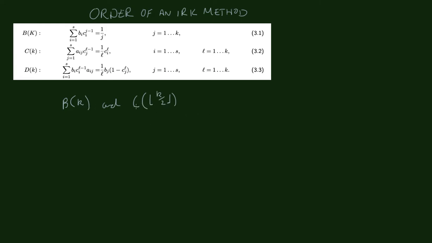So if C, this order condition, is satisfied up to half k rounded down, and the same for the D(k) condition. Okay, so we're looking for a number k where these three conditions are satisfied. So what we can say is that then if this is satisfied, we have a kth order method.